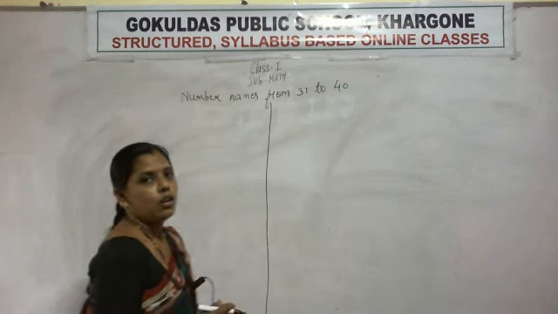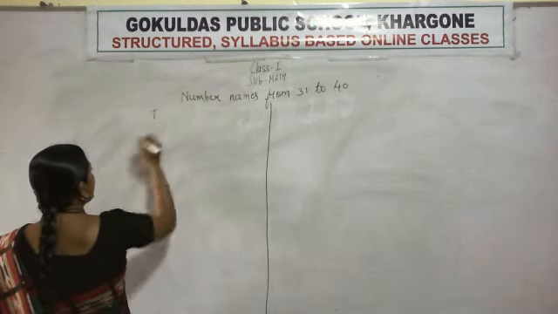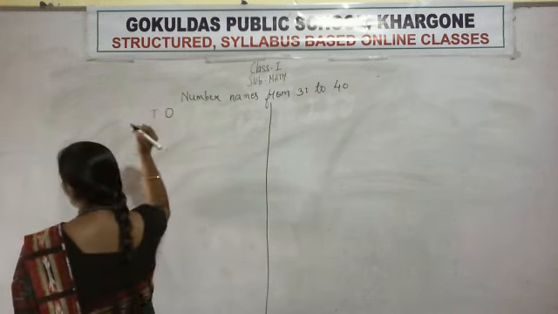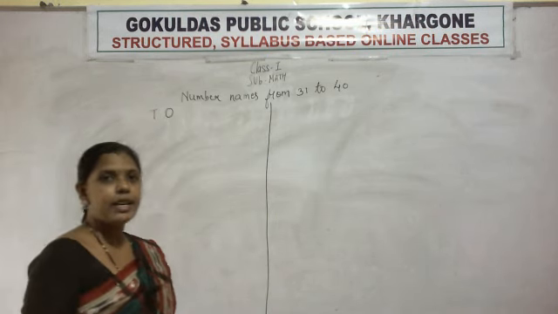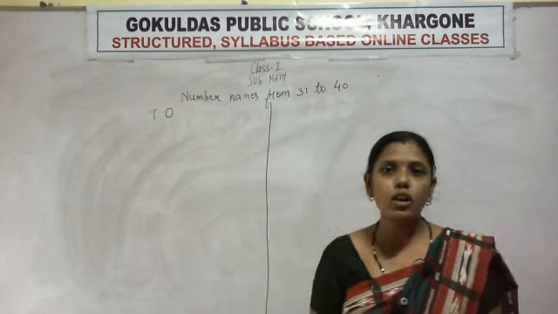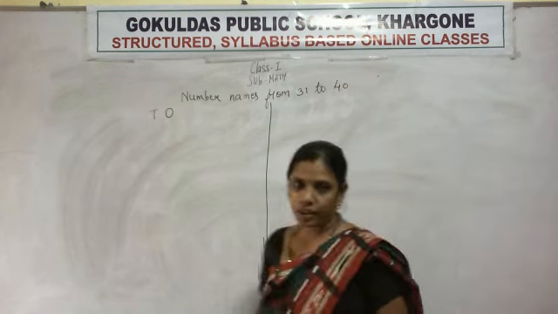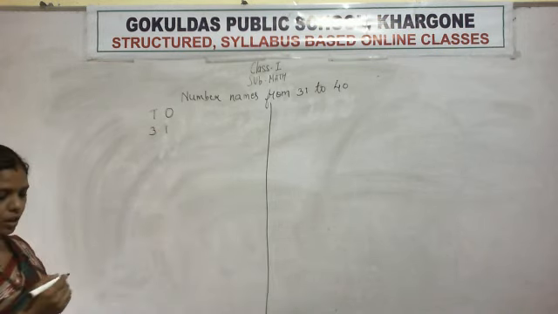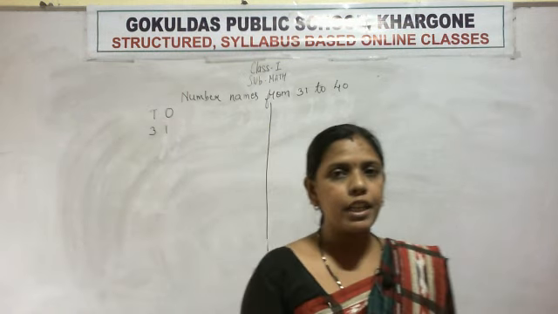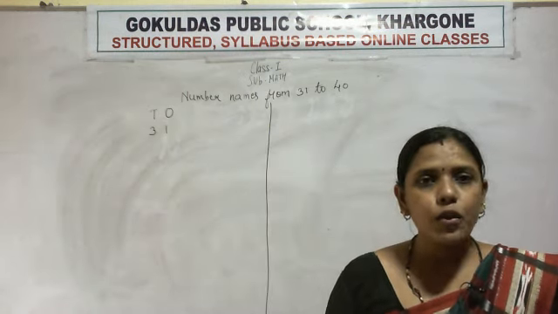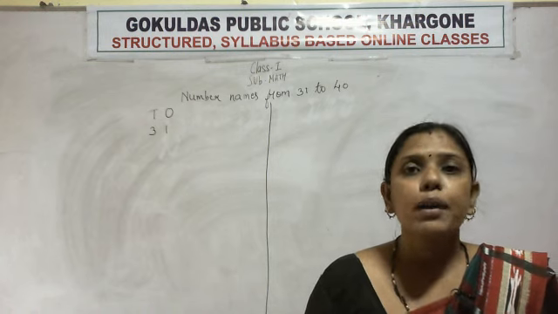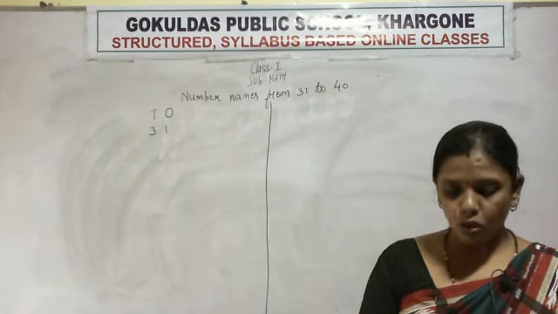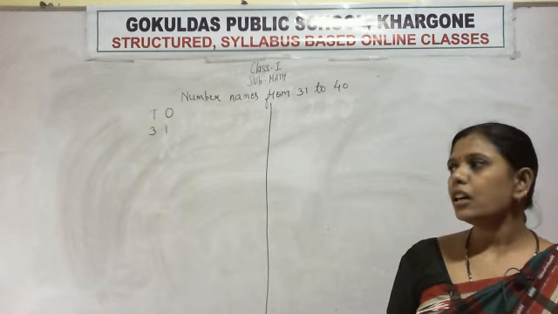Okay, so in one box write T, and T stands for tens, and in another box write O. Here O stands for ones. Okay. So 31. Write 3, 1, 31. Today we are not writing the place value, because I hope all of you know how to find the place value of a number. So today we will write directly the number names of the given numbers.